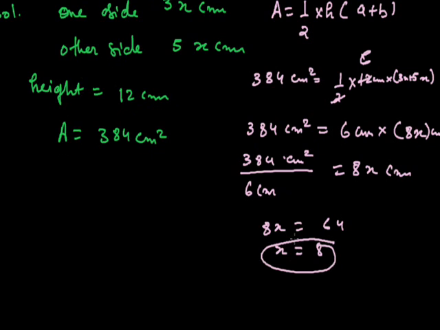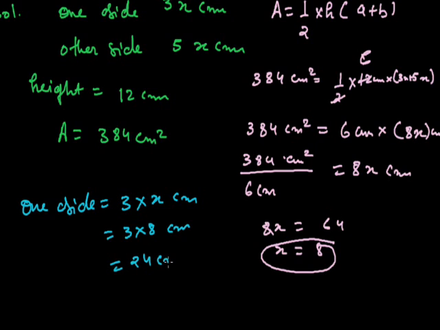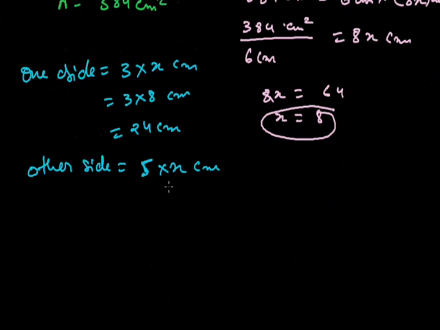Now we can substitute the value of x in the two sides. So one side will be equal to 3 into x centimeter, that is 3 into 8 centimeter. It will be equal to 24 centimeter. The other side will be equal to 5 into x centimeter, that is 5 into 8 centimeter. It will be equal to 40 centimeter.